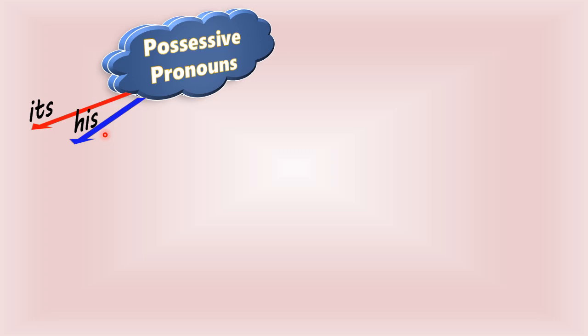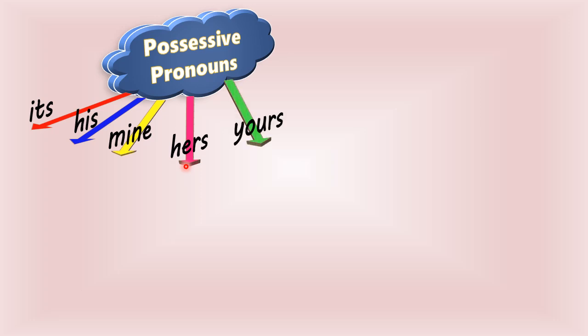Is it clear, children? Now see the third one, mine. Mine we use for the first person singular pronoun, that is I. Now see the next one, hers. Hers is used for the third person pronoun, that is her. Is it clear? Now see yours. Yours is used for the second person pronoun, that is you.